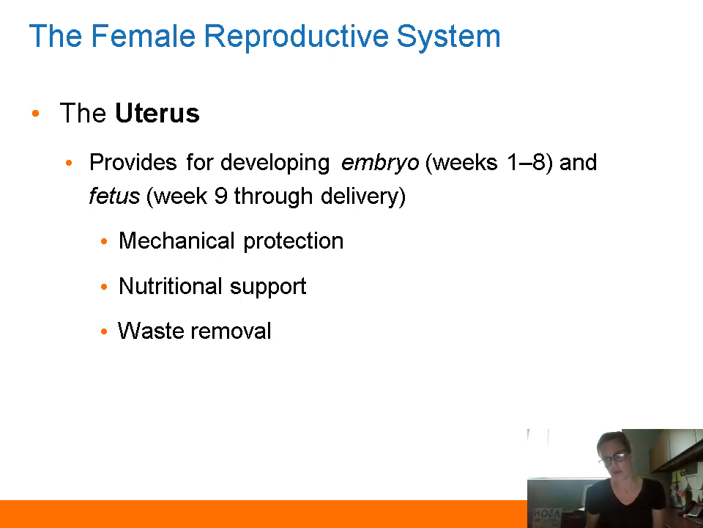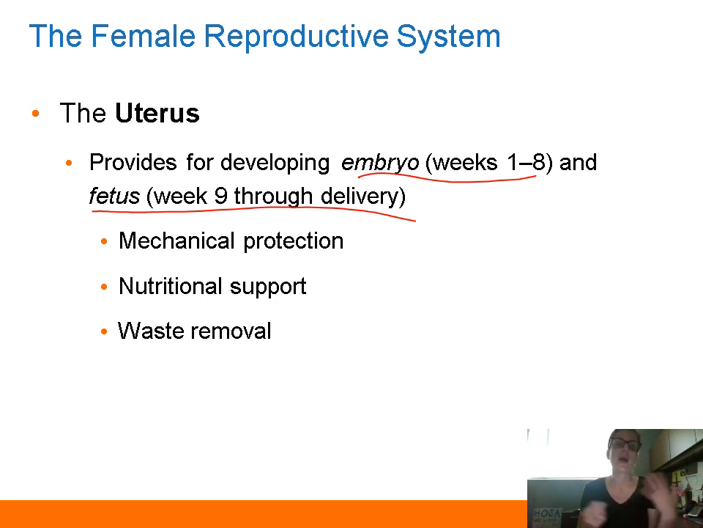Now we'll talk about the uterus and what happens in the uterus. The uterus is the organ that provides for the developing embryo and fetus. Technically, the cells that are dividing during weeks 1 through 8 are referred to as an embryo. Weeks 9 through delivery are referred to as a fetus. And once the baby's born, it's a neonate for the first month, and then an infant thereafter.